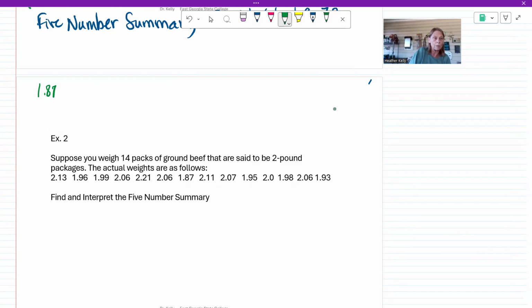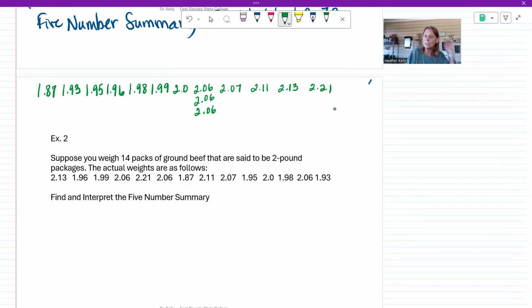Then we'll have 1.93, 1.95, 1.96, 1.98, 1.99, 2.0, 2.06, 2.06, 2.06, 2.07, 2.11, 2.13, 2.21.